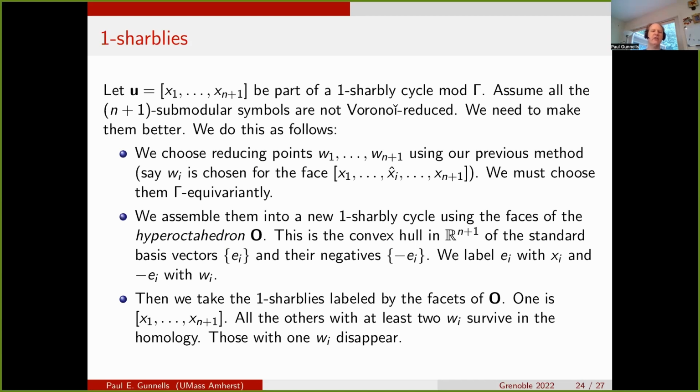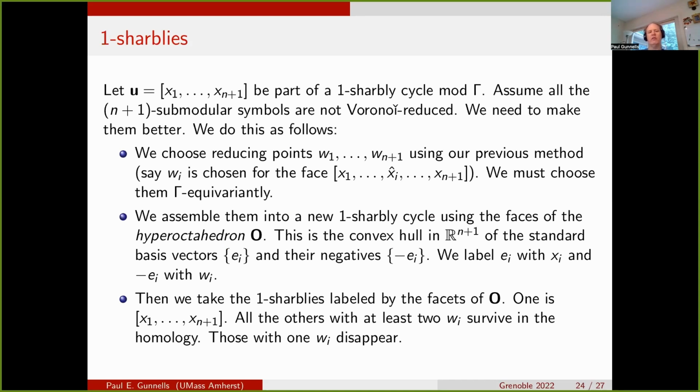In the modular symbol case, we can do things on individual zero-Sharpleys. But for one-Sharpleys, they really are cycles mod gamma. We really have to remember the gamma action when we do this. If I have an identification by gamma, when I pass to the coinvariants, that identifies faces of different one-Sharpleys, I have to make sure that I'm choosing these points equivariantly. Now I have this original one-Sharpley and this list of n+1 points, and I have to somehow produce a new one-Sharpley cycle using these things.